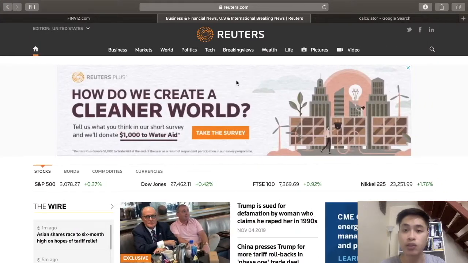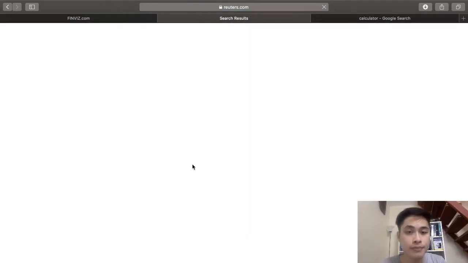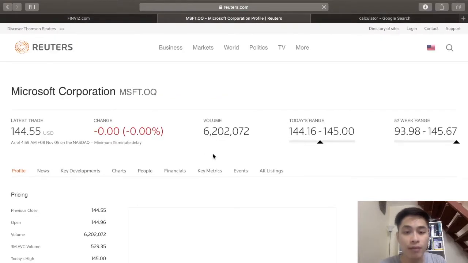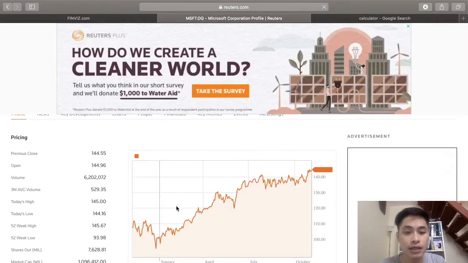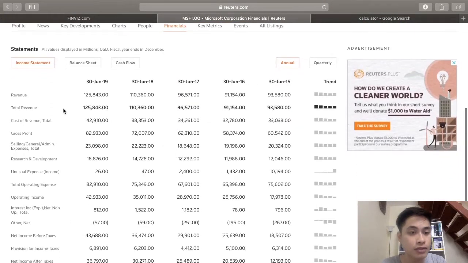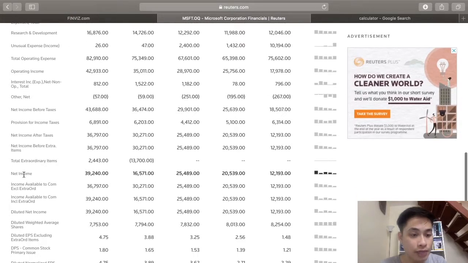So to find the net income of a company minus the preferred dividends, we want to use a financial website. Let's take a look at, for example, Microsoft. The net income of a company is in the company's income statement. So I'm going to go to the Microsoft income statement. As you can see, it's the income statement. Here's the net income. What we want to look at is the income available to common stock. What this means is the net income minus the preferred dividend.